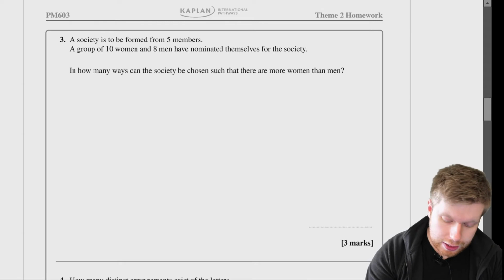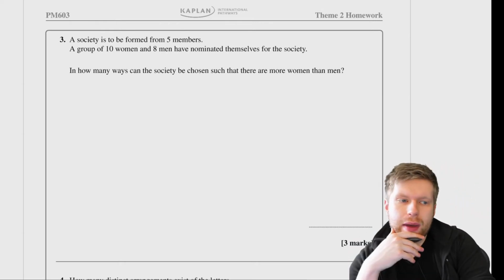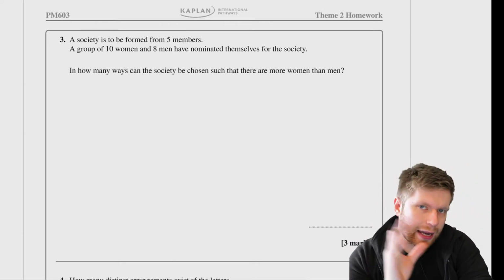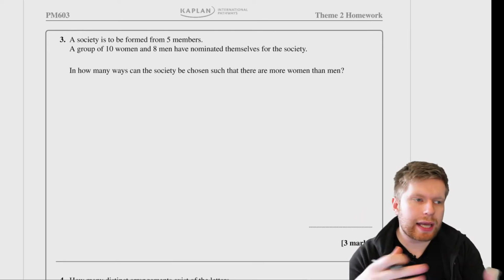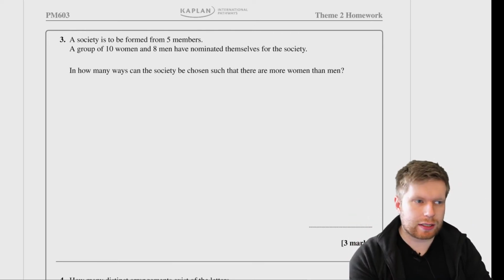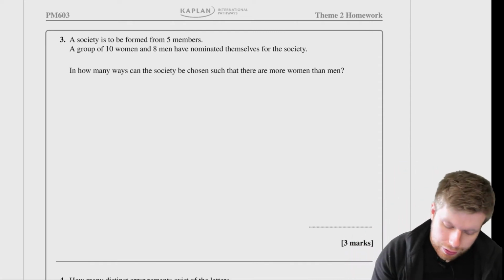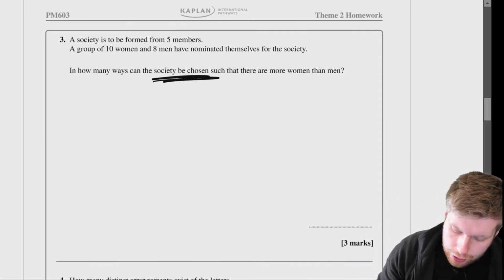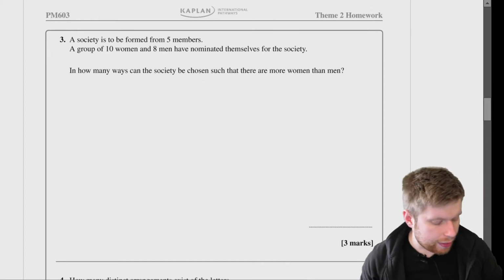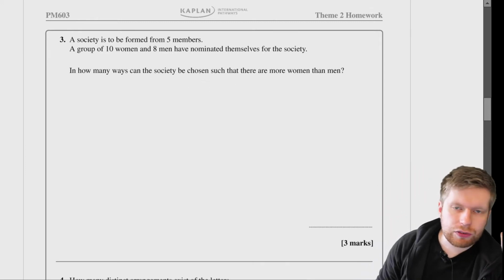So we've been told a society is going to be formed from 5 members. Now we've got a group of 10 women and 8 men who've nominated themselves to be elected for this society. So 5 of these people will go forward to be in a society. We want to work out the number of ways such a society can be chosen such that there are more women than men.